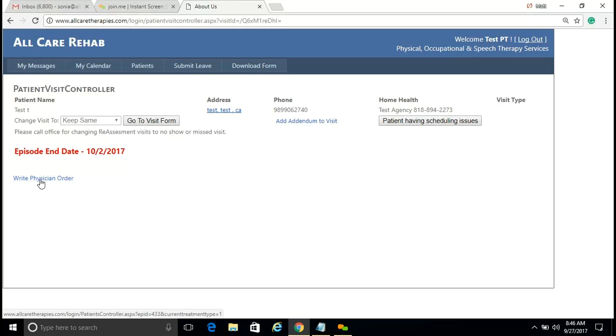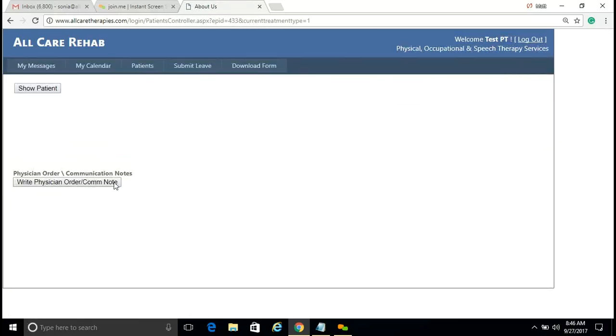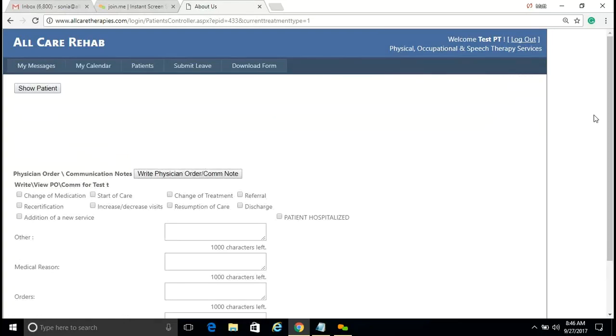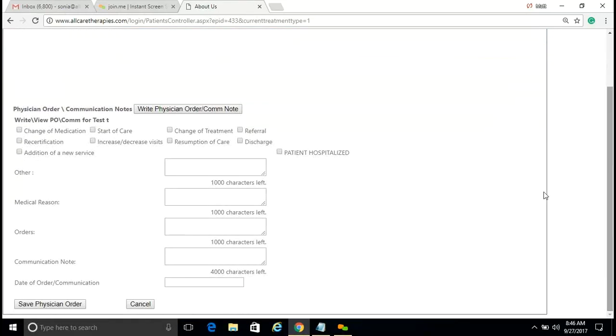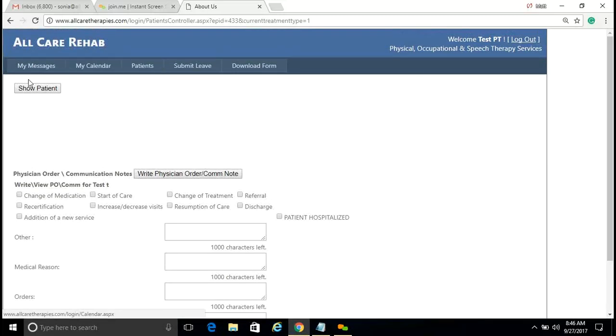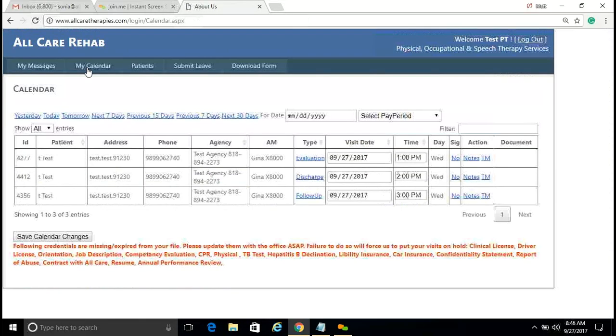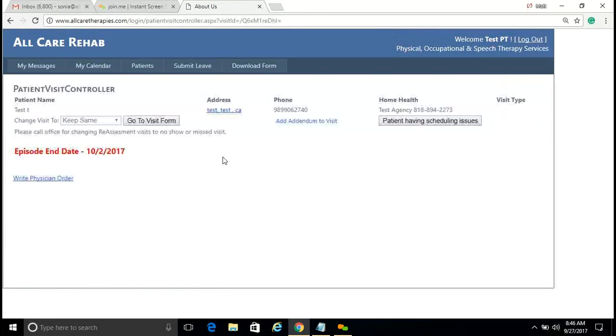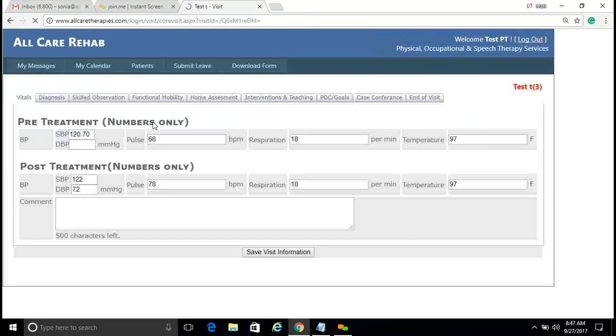So this is where you go and you click on the physician order, and this is where you write. So you can write a communication note from here also. And this is physician's order, medical reason, save physician's order, and that's it. Very simple. I'm going to go back to my calendar right here, go to visit form.